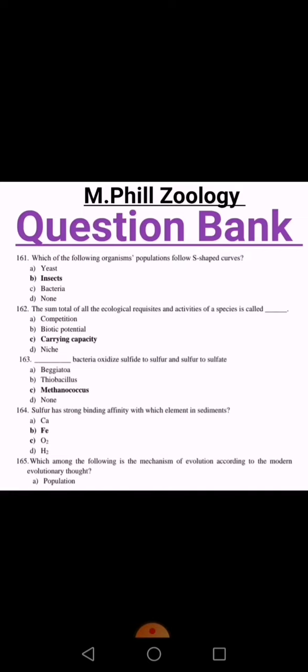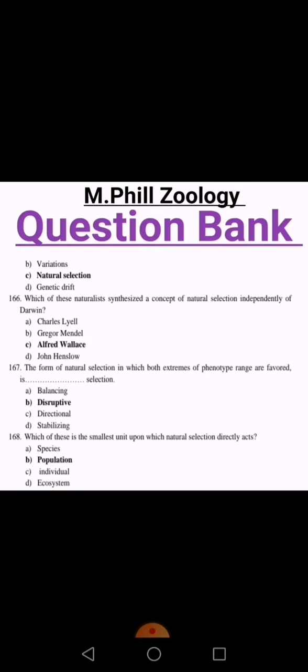Which among the following is the mechanism of evolution according to the modern evolutionary thought? Population? No. Natural selection? Yes. Natural selection right answer है. Which of these naturalists synthesized a concept of natural selection independently of Darwin? Alfred Wallace. Yes, C is right.